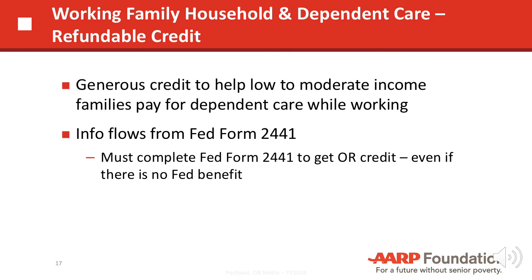The WFHDC credit. It's a lucrative credit that helps low to moderate income families pay for dependent care while they're working. Note that this is a refundable credit, and remember from the federal training that a refundable credit is money that they can get back even if they don't have a tax liability. The information on the WFHDC credit automatically flows from Federal Form 2441 on dependent care. So it's really important to complete Form 2441 even if you don't expect to get federal benefit from it. This is one place where the software does it for you, but you have to give it a little help.